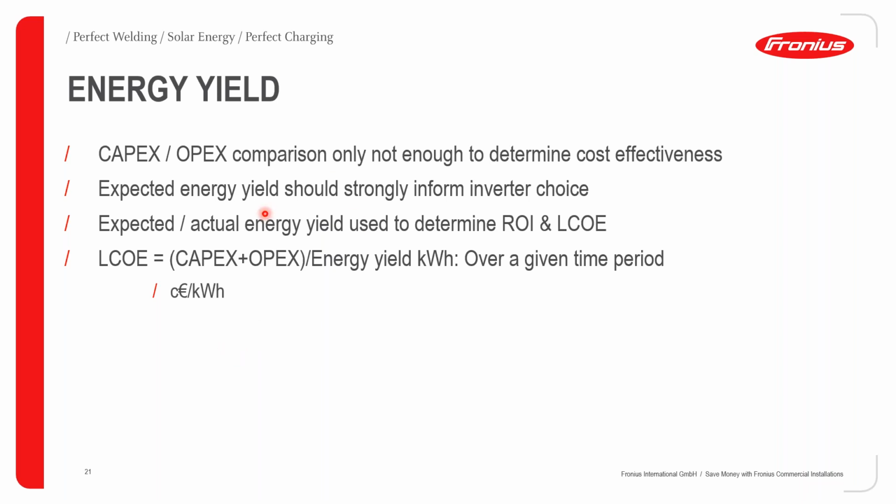So expected or actual energy yields are used to determine the return on investment as well as the localized cost of energy. A simple formula for determining the localized cost of energy is CAPEX plus OPEX divided by expected yield over a given period of time. And of course, the localized cost of energy is given in cent euro or cent currency unit per kilowatt hour.